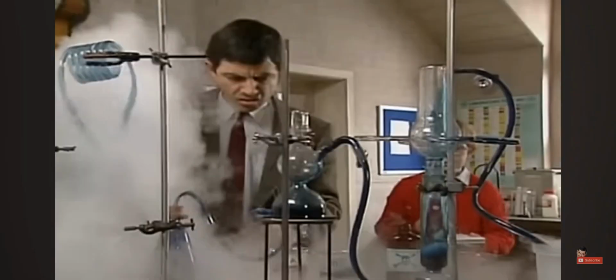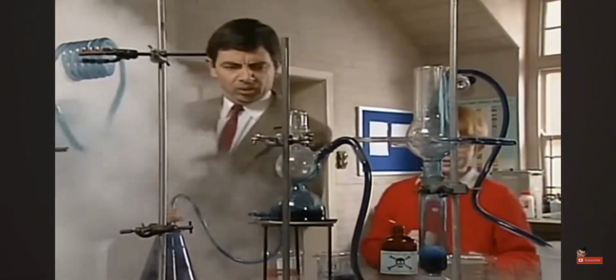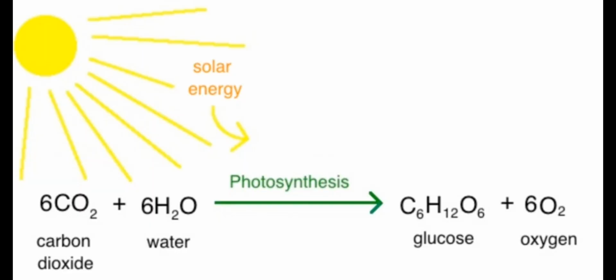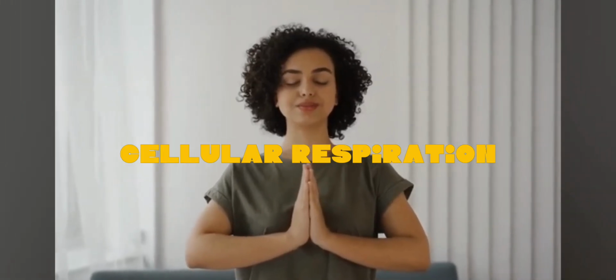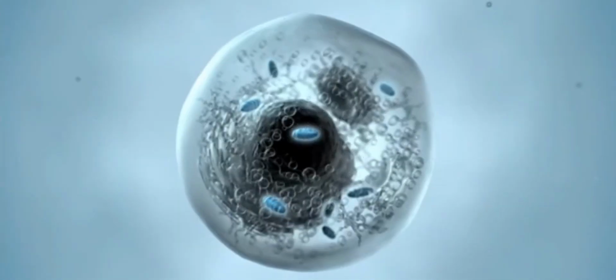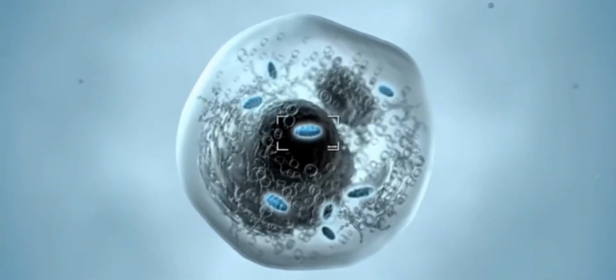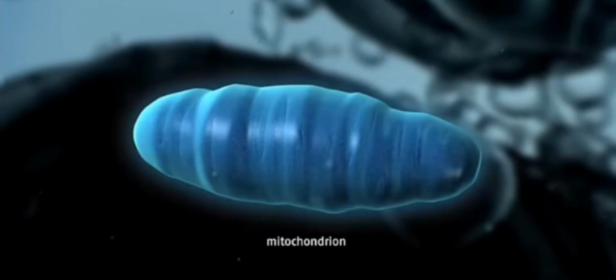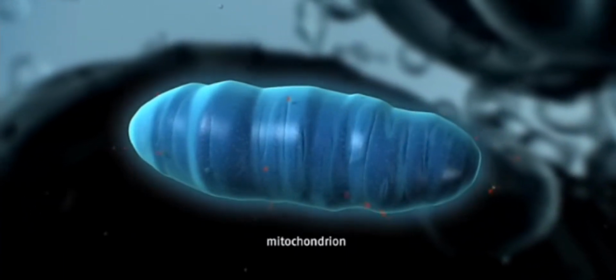This entire process can be summarized in a chemical equation, shown down here. Now, with all that said and done, let's move on to cellular respiration. Today we embark on a journey into the intricate world of cellular respiration, where energy is produced within the tiny powerhouses of our cells, the mitochondria.